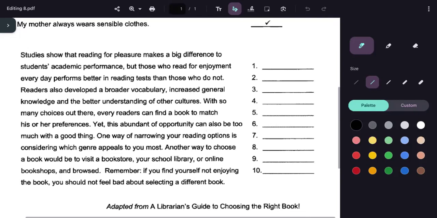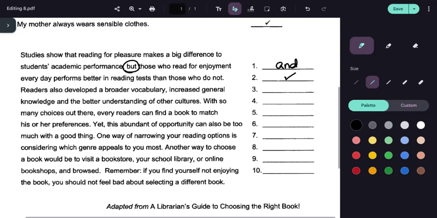Okay, this should be an. Okay, and those who read for enjoyment. Okay, because we're talking about the academic performance. Okay, and those who read for enjoyment every day performs better. Okay, number two is no error, so put a tick. Okay, readers also develop a broader vocabulary, increase general knowledge, and a better understanding of other cultures.